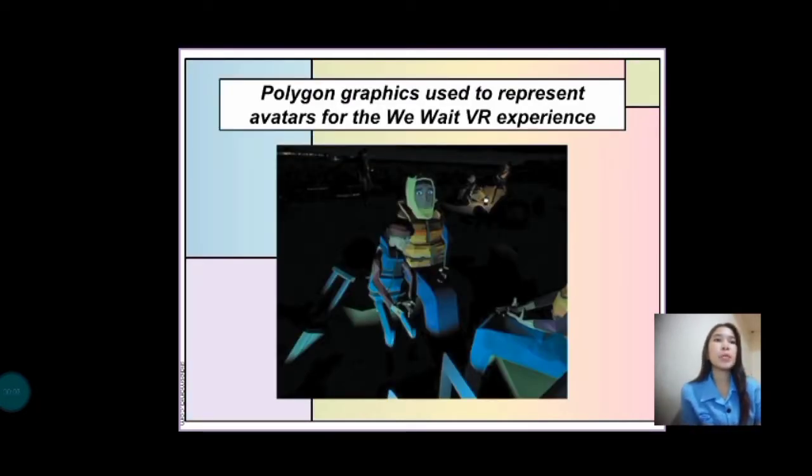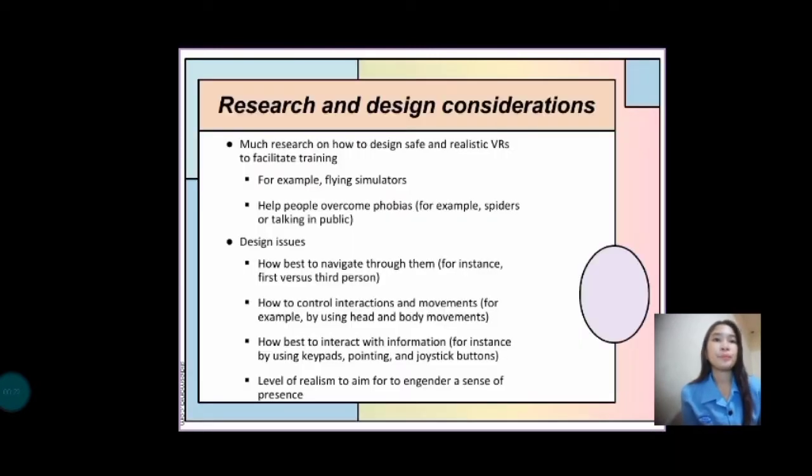So this is the polygon graphics used to represent avatars for the WeWait VR experience. Polygon graphics are used in computer graphics to compile images that are three-dimensional in appearance.